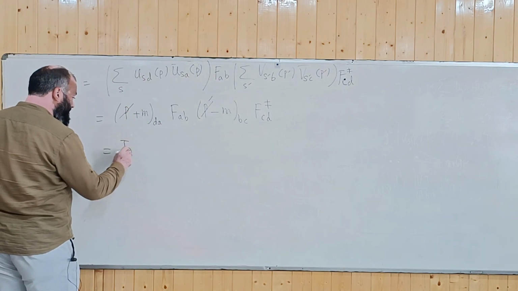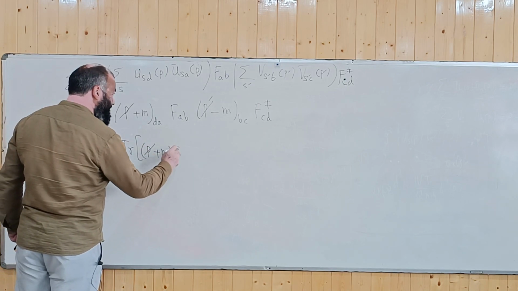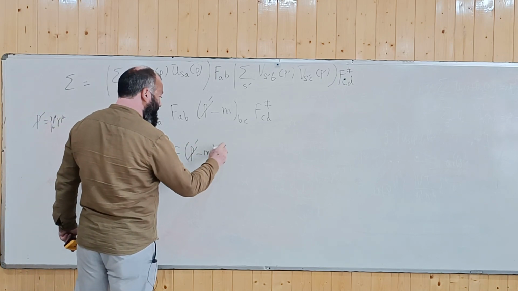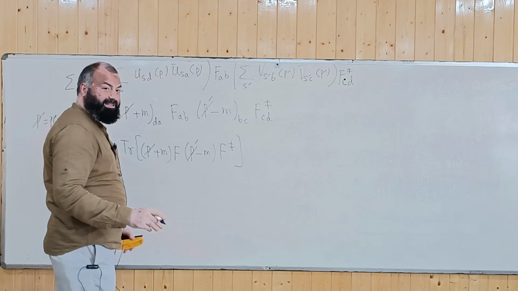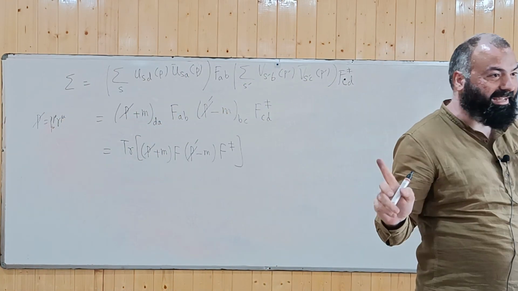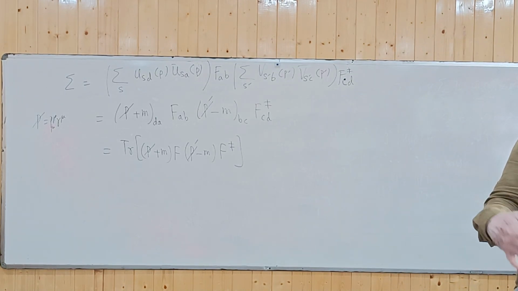So it gives me simply the trace of what? P slash plus M, F, P prime slash minus M, F double dagger. Now tell me, is trace a number? What we had earlier was a number. Now it is again a number. It can be a function as well, but it's essentially a number.